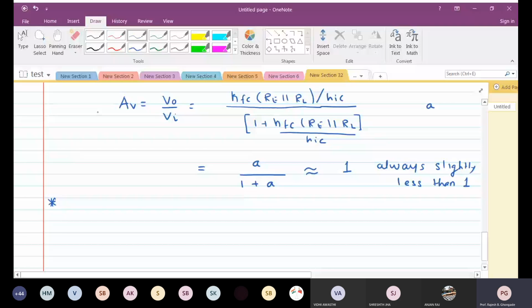Common collector amplifier does not give voltage gain.